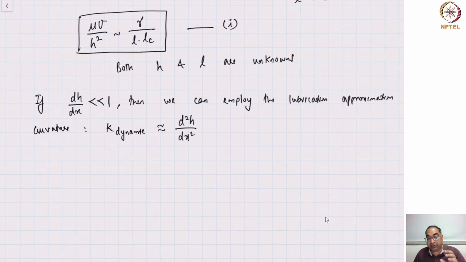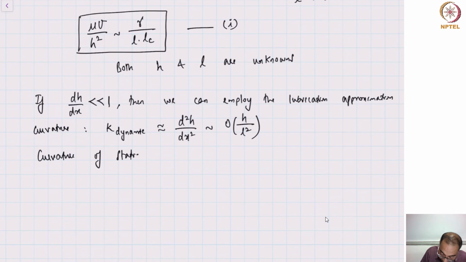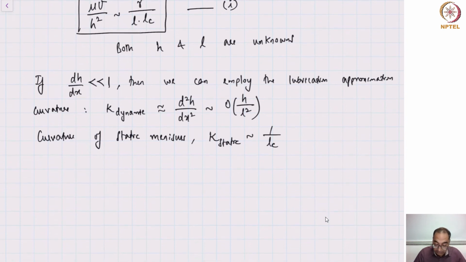Remember the nonlinear term in the curvature, which is 1 plus dh by dx whole square whole to the power of 3 by 2. That term is negligible. The order of magnitude of this term is h by L square. Similarly, curvature of the static meniscus, which you can call as kappa static, goes like 1 by LC.